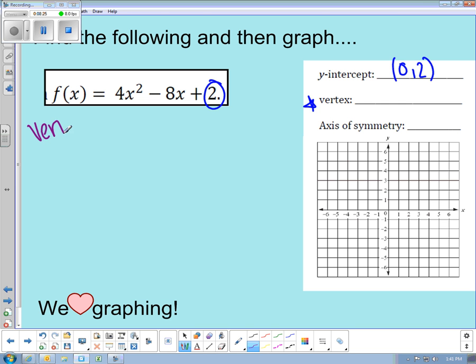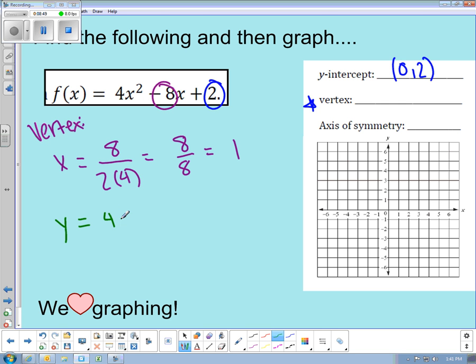So if I look at finding the vertex, the x-coordinate is going to be the opposite of b over 2a. Opposite of b is negative 8, so the opposite would be positive 8 over 2 times 4. That's 8 over 8, which is 1. Then I need to plug that back in and get the y-coordinate. The y-coordinate looks like 4 times 1 squared minus 8 times 1 plus 2. 1 squared is 1 times 4 is 4. Minus 8 times 1, which is 8, plus 2. That's negative 4 plus 2, which is equal to negative 2.